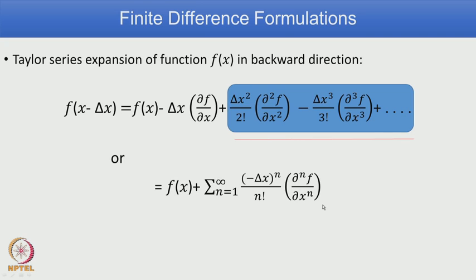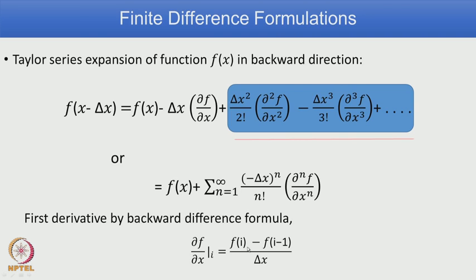So, we are interested only in the first derivative. So, we take only the first term dou f by dou x, and remaining terms are not considered, and so this delta x is taken to the other side. Then we are able to write in I form dou f by dou x evaluated at I as f of I minus f of I minus 1 by delta x, and this is also of the order delta x.